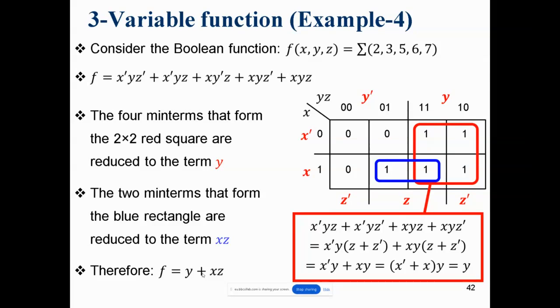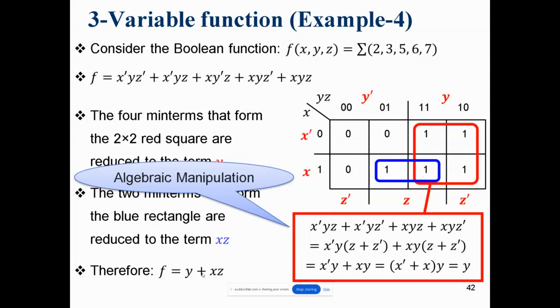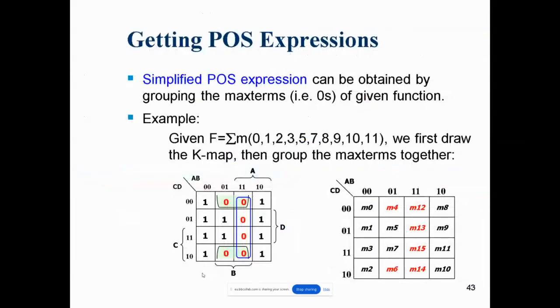Karnaugh map is easy, or this one is easy? Karnaugh map is much better. So that's the reason a lot of people say, oh, algebraic manipulation is easy. Algebraic manipulation is not that easy, because if you get involved in algebraic manipulation, it will take a lot of steps. And then this is algebraic manipulation.